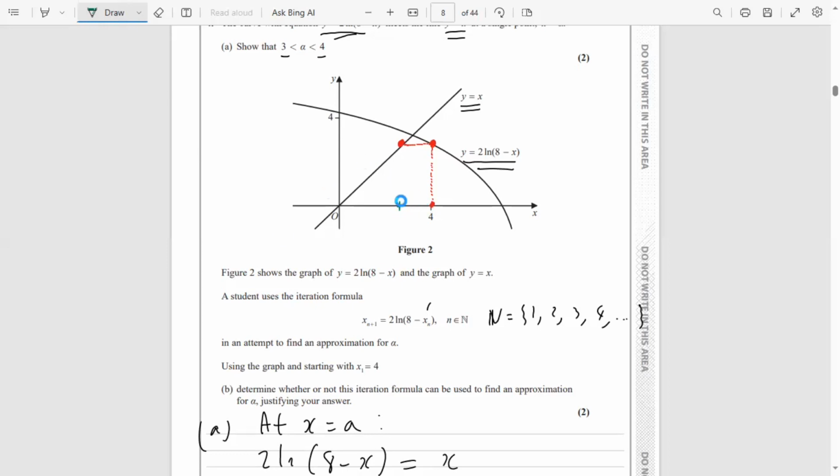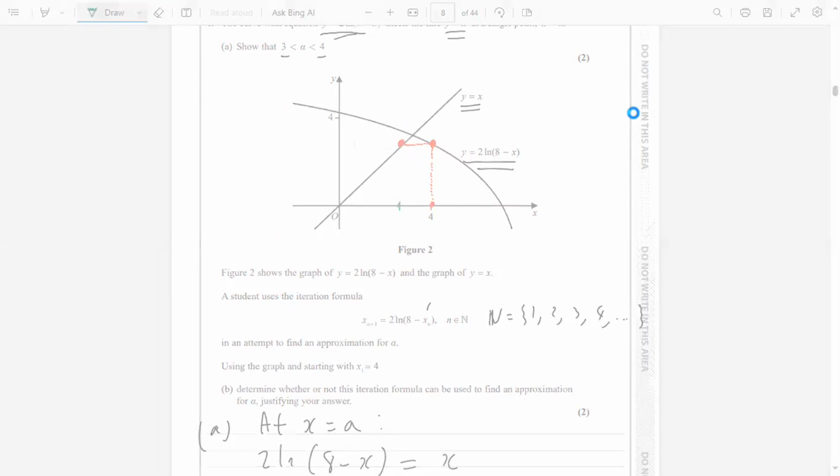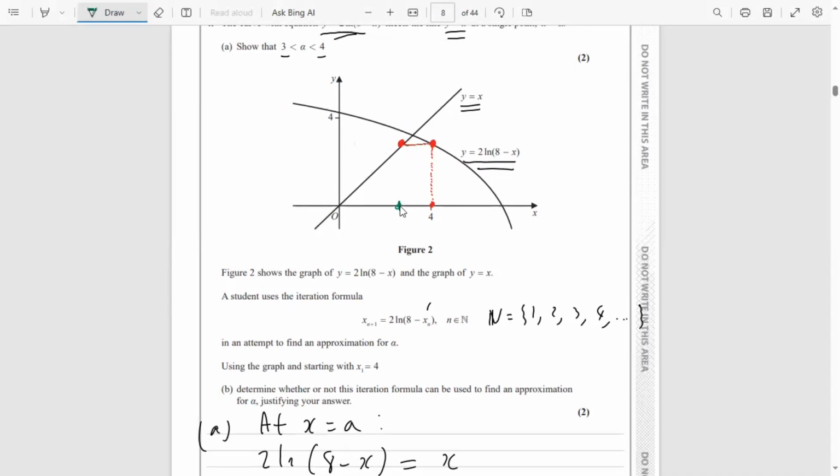So this number that you get down there, this green dash there, is the same as the y coordinate of what we get over there. Because remember that on this straight line y equals x, the x coordinates always equal the y coordinates. So therefore, this green dash, this x number there, is equal to this y value there, because we've got a straight line y equals x graph. So that x coordinate is equal to that y coordinate there.